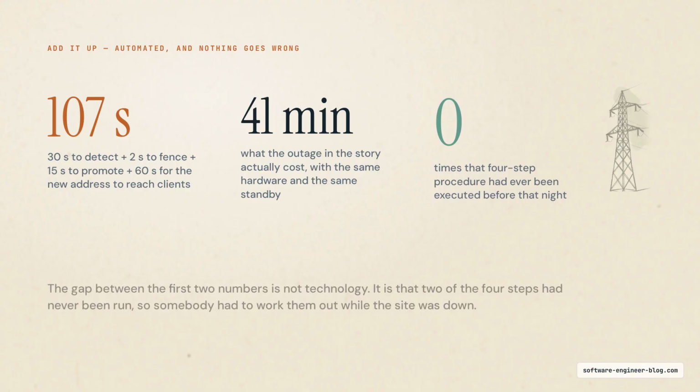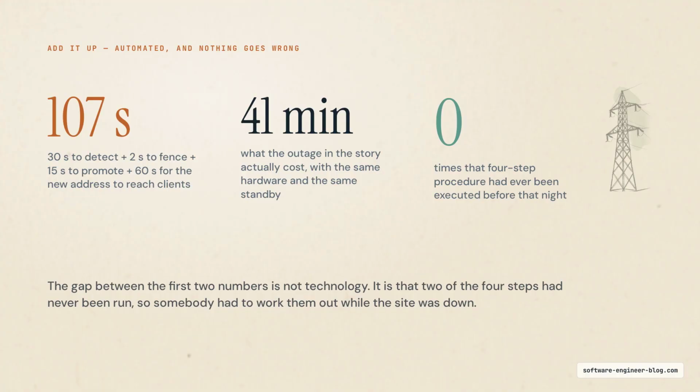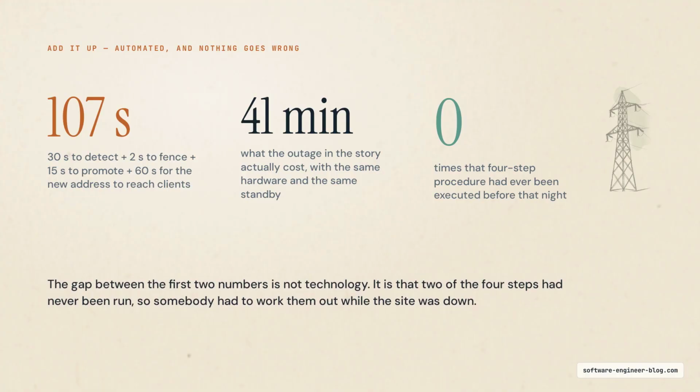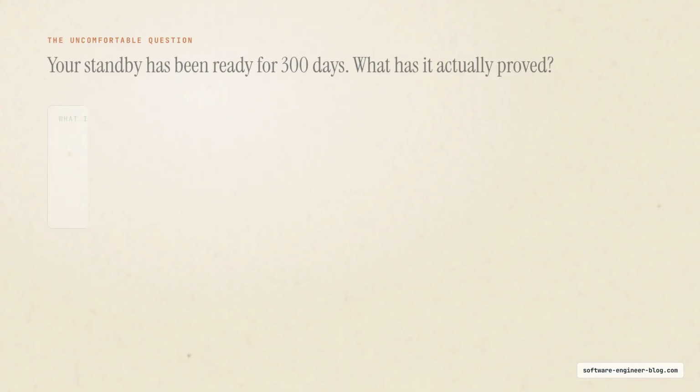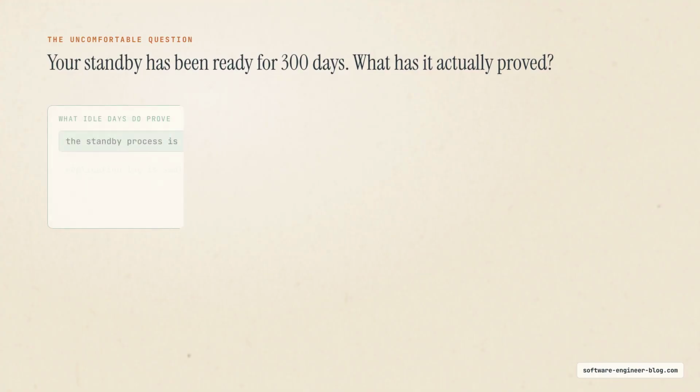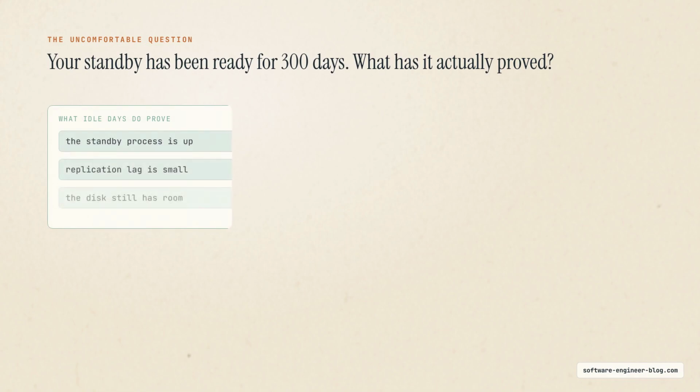The number in the story at the start was 41 minutes, and the difference between them is not technology. The difference is that 2 of those 4 steps had never been run before, so somebody had to work out what they were while the site was down. Which brings us to the uncomfortable question. Your standby has been sitting there, in sync, for 300 days. In that time, your service handled about 2.5 billion requests, and the standby served 0 of them. So what has it actually proved?